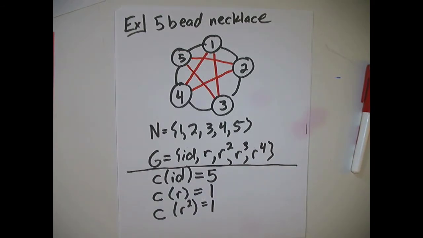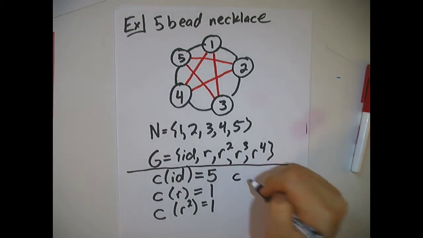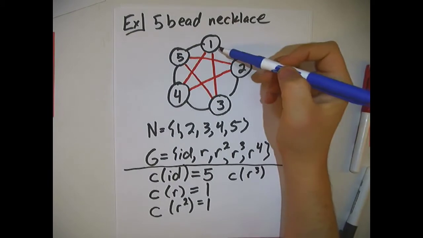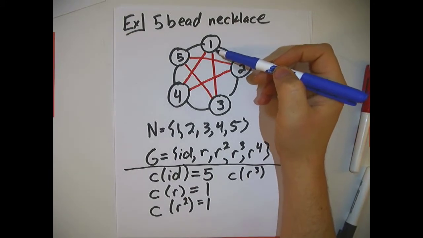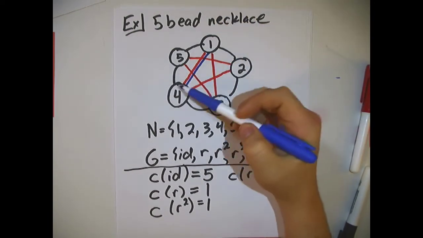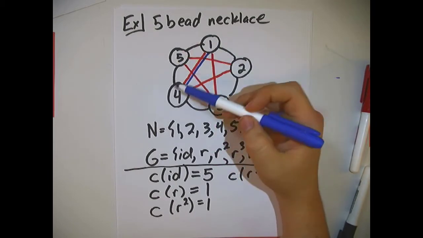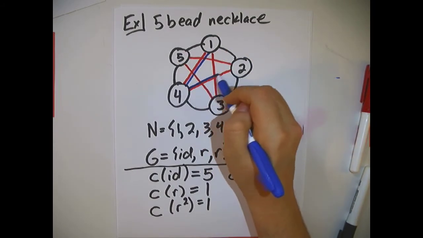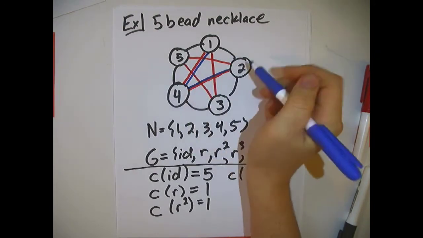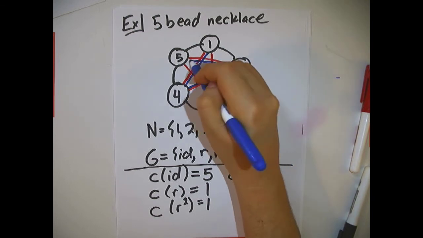Okay. What if I were to take C of R cubed? Okay. Well, I'll do that. We'll do it in blue pen and see how terribly this goes. Okay, so I rotate now from 1, and I rotate 3 times. 1, 2, 3. So I go from 1 to 4. Okay, I rotate now 3 times from 4. That will bring me to 2. I rotate from 2 3 times. 1, 2, 3. That will bring me to 5.